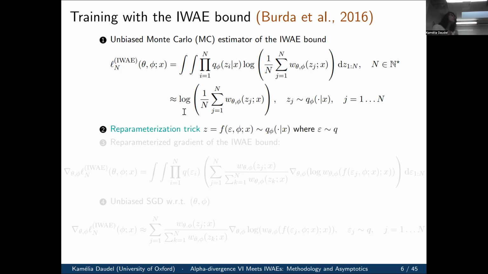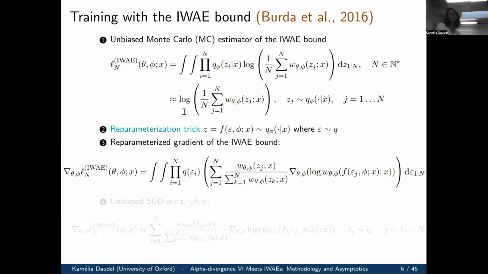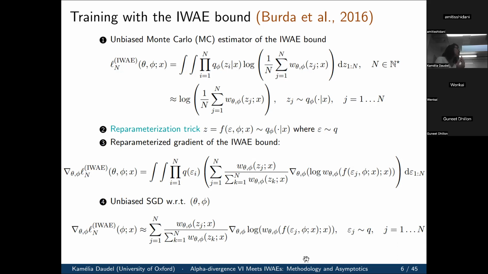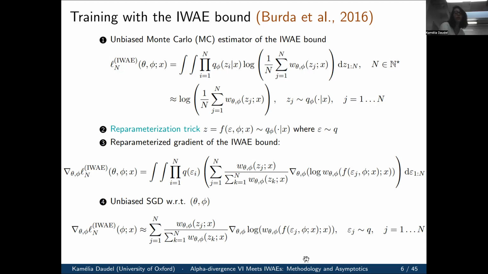The second ingredient that we're using in this paper is the reparametrization trick. Is everyone familiar with the reparametrization trick? Yeah, okay, good. So if I use this reparametrization trick, then I can write down the expression of the gradient of my IWAE bound. And the last step is then to observe that this gradient can be estimated in an unbiased manner by the expression here. So I can perform my stochastic gradient descent procedure and hope to have some sort of convergence guarantees.